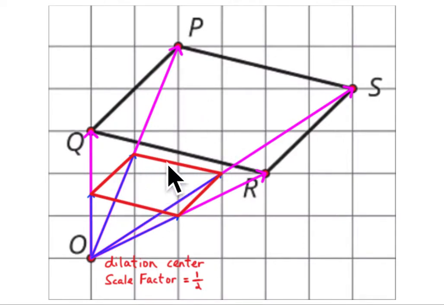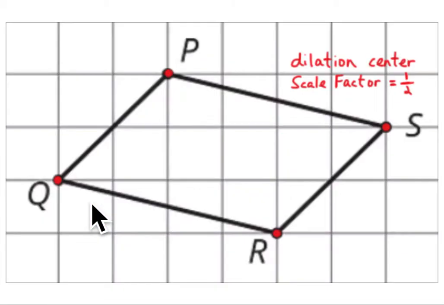That's a scale factor of 1/2. So each length is 1/2 the size, but notice that each angle remains the same. So each angle is congruent, and notice that each of these sides is parallel with the dilated side. So this side is parallel to this side, this side parallel to this side, and this side parallel.